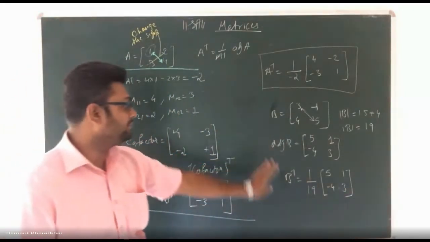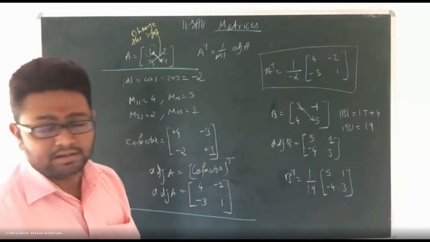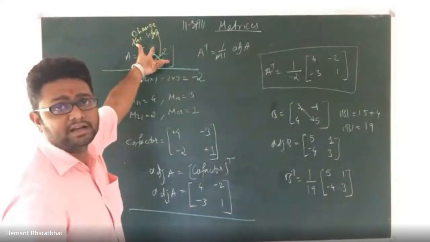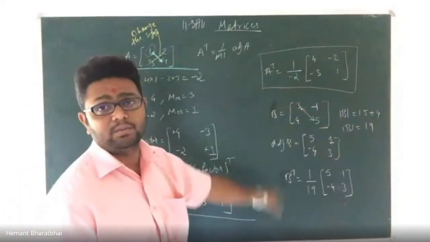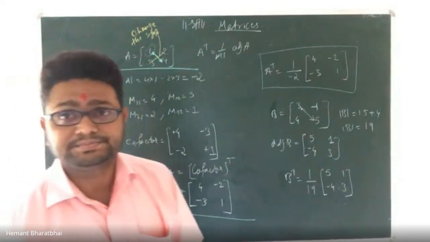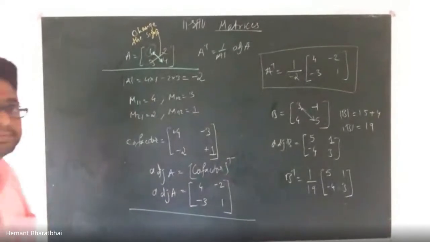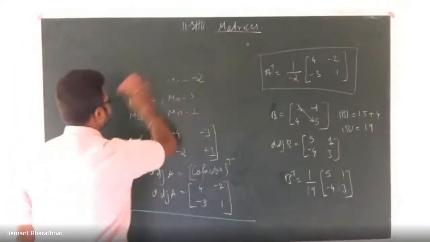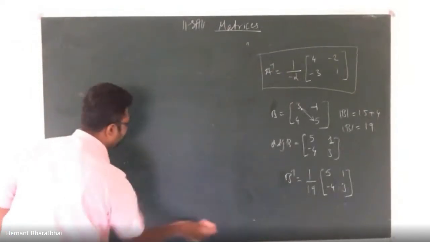This is a very simple and easy trick to find the adjoint and inverse. Just swap the elements of the principal diagonal and change the signs of the non-principal diagonal. So in one step itself, you got the answer. Okay, let's see a 3 by 3 matrix. 2 by 2 matrices are always easy. Let's go for a 3 by 3 matrix.